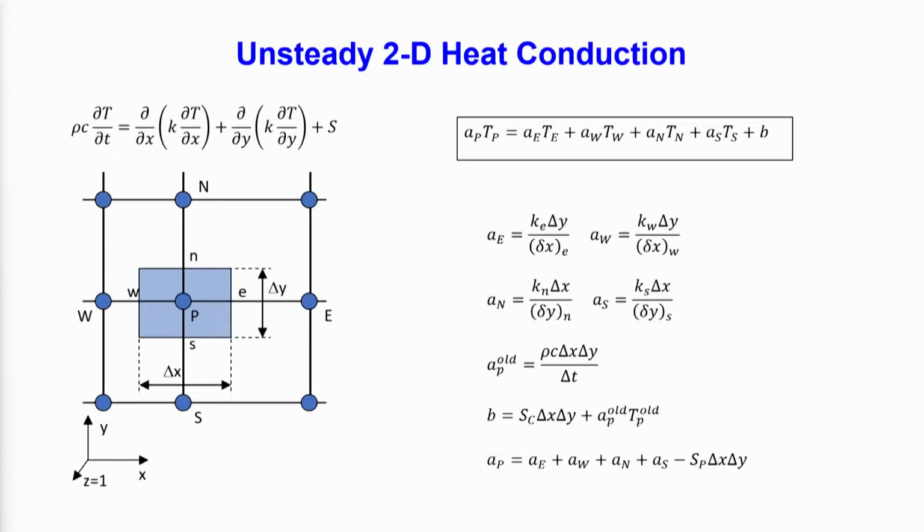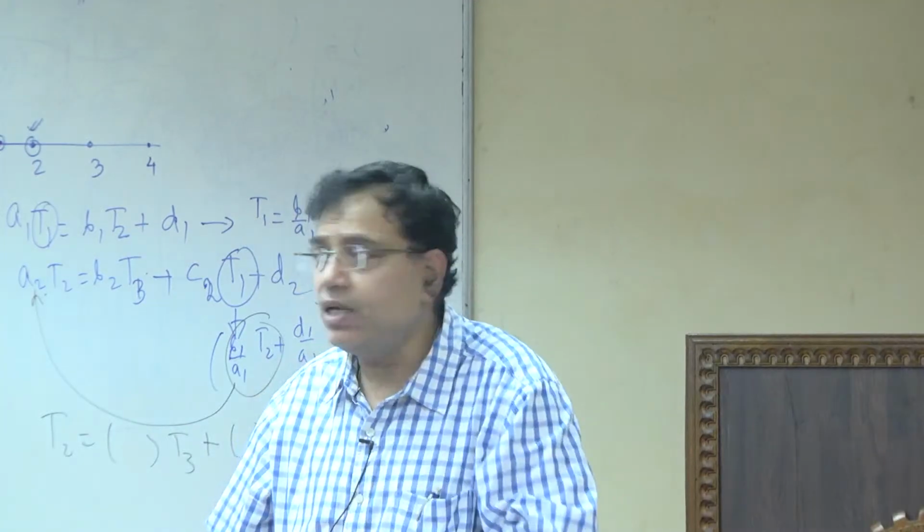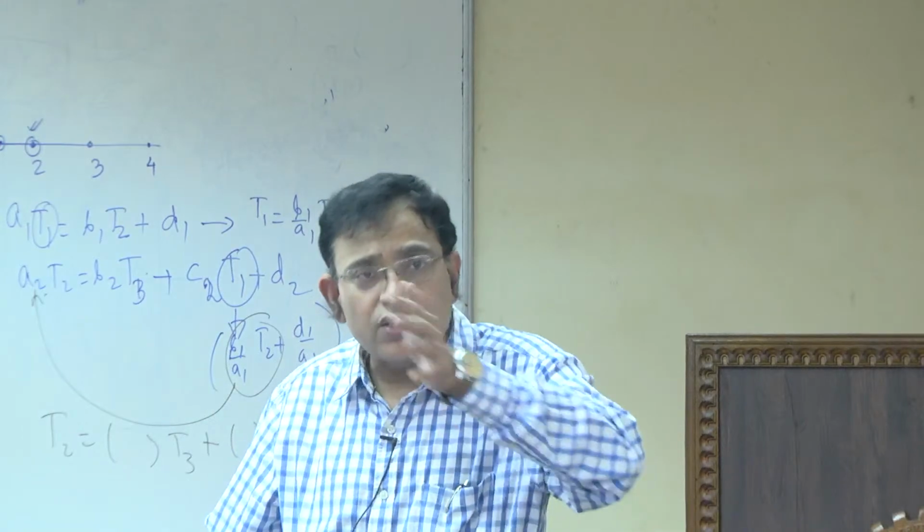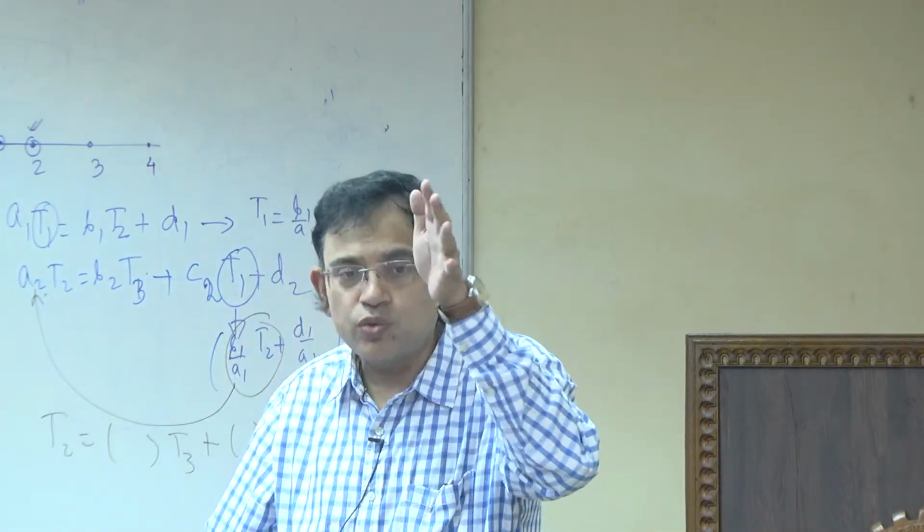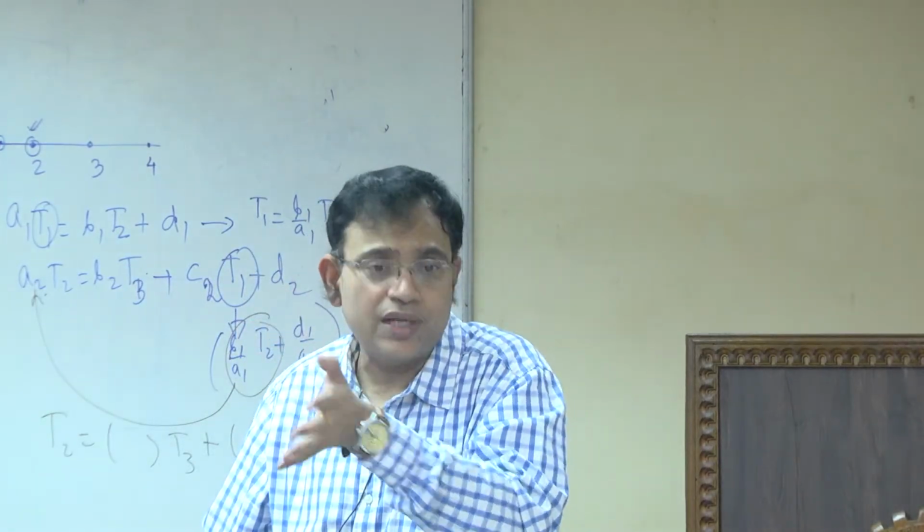So, clearly now you do not have a tridiagonal system. But still it is a sparse matrix, where you have only a few neighbors and the others are 0. So, there are ways of handling this, but you can convert it to a tridiagonal problem by assuming some iterative scheme, but not directly.